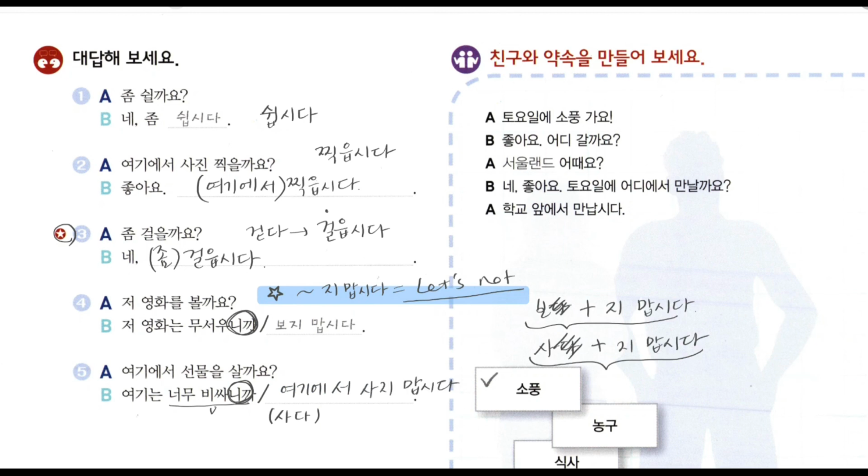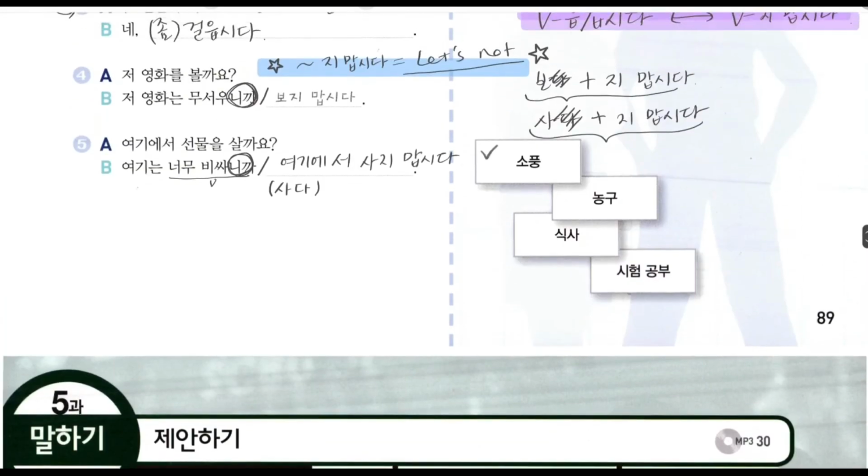Done? 자, remember this bit, okay? Let's 읍시다. Verb. Opposite meaning. Let's not. Verb. 지 맙시다. 자, let's move on.